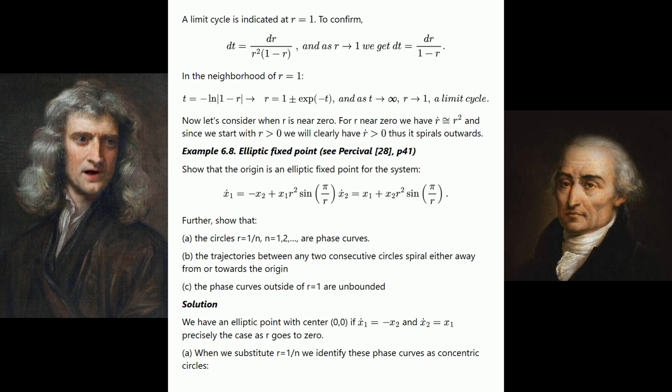Now let's consider when R is near 0. For R near 0 we have R-dot approximately equals R squared, and since we start with R greater than 0, we will clearly have R-dot greater than 0, thus it spirals outwards.